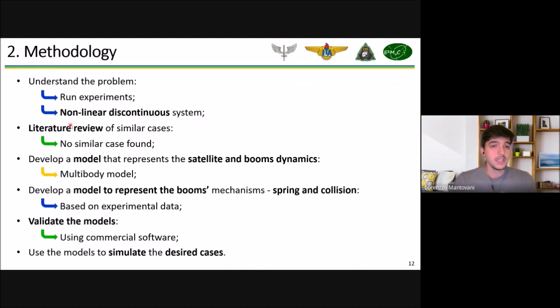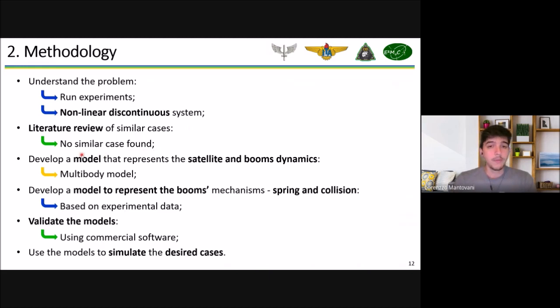Later, we made a literature review to see if we could find similar cases, but we found zero cases of non-latching booms. We found studies about deployable antennas and deployable solar panels, but they only study the deployment phase, not the period after deployment. That's our case.